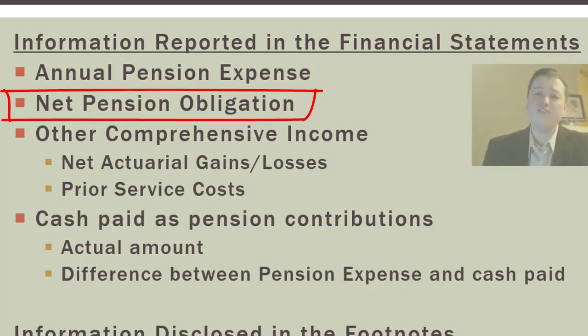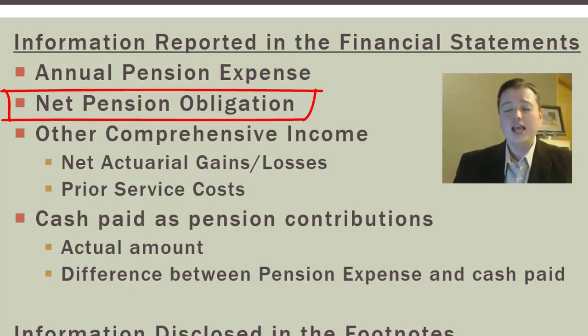And we kind of default to calling it net pension obligation as opposed to net pension asset because it's very rare to find a company or a state that has a fully funded pension.